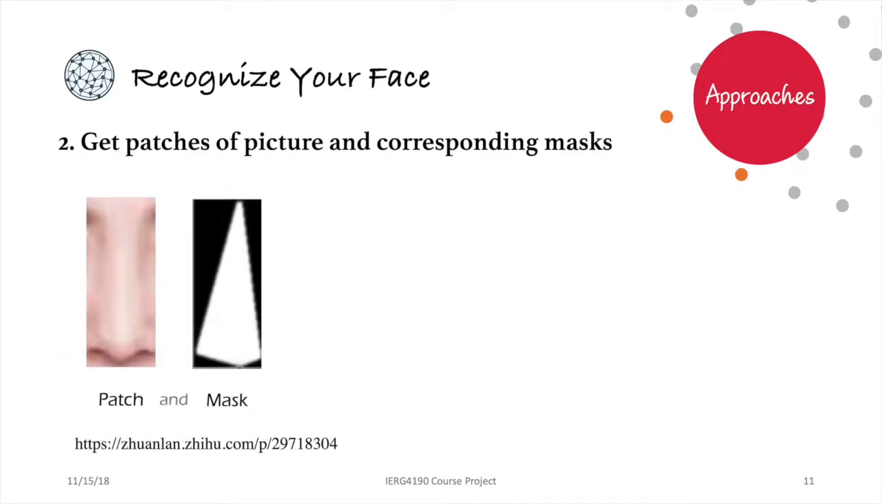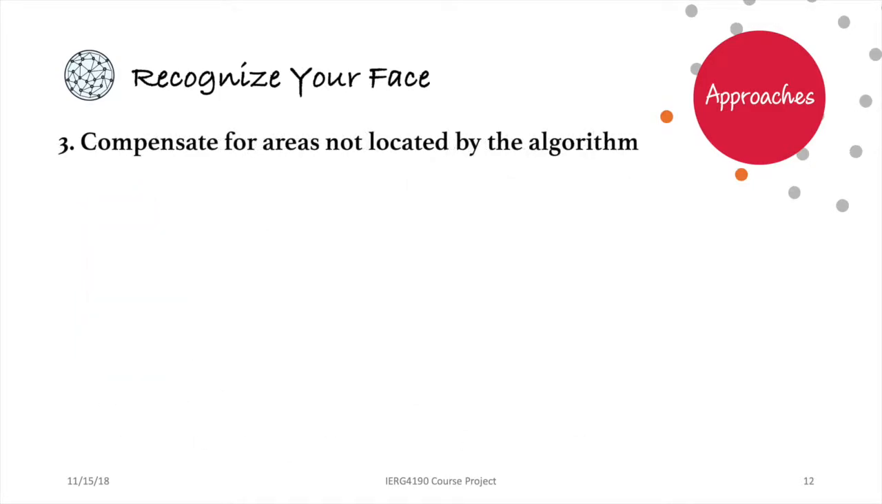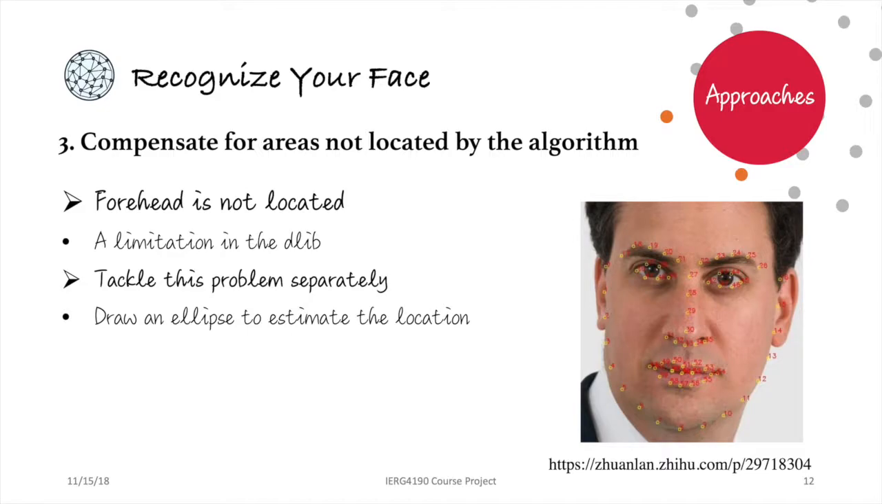From these two pictures on the left, you can see what is actually a patch and its corresponding mask. And if we put all these masks together, it will appear like a face. However, there are still some problems. For example, there is a limitation in DLab. Forehead cannot be located automatically. So we have to tackle this problem separately.